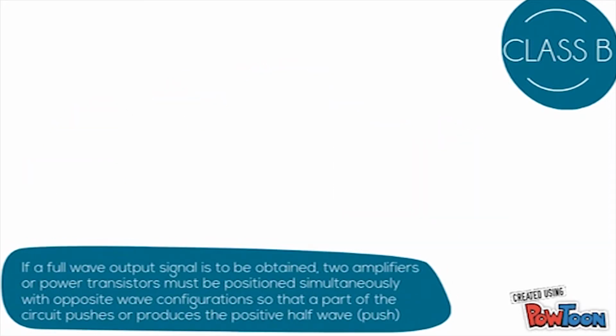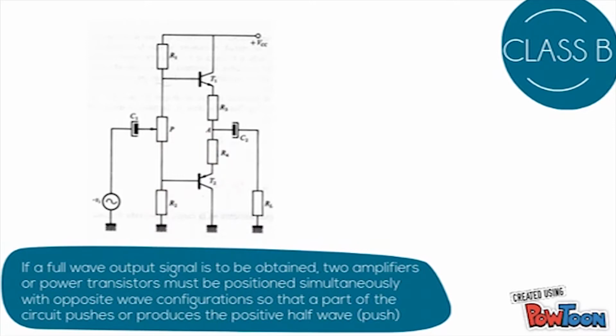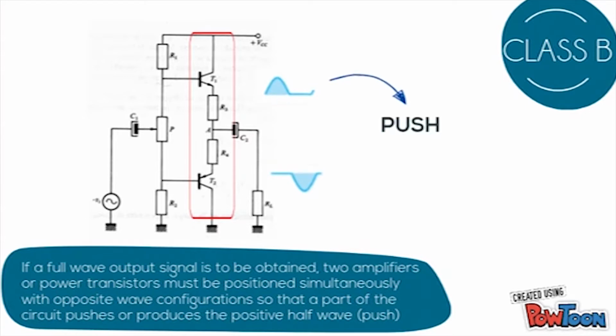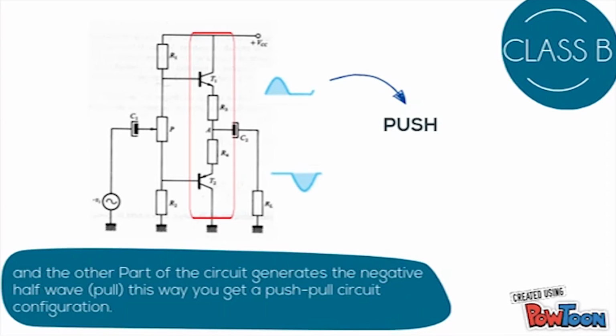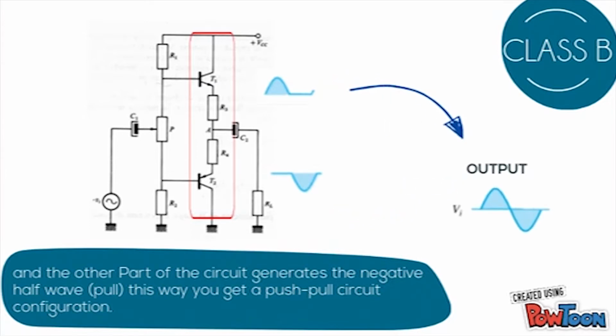If a full wave output signal is to be obtained, two power transistors must be positioned simultaneously in a complementary configuration, so that one part of the circuit produces the positive half wave, push, and the other part of the circuit generates the negative half wave, pull. This way, you get a push-pull circuit configuration.